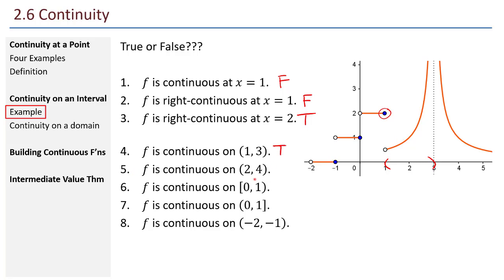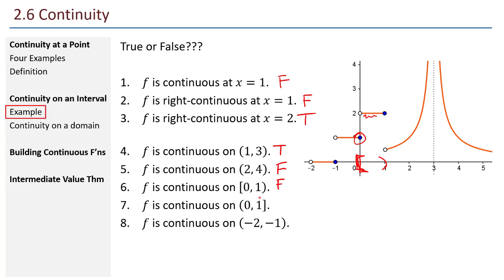Number 5, f is continuous on the open interval from 2 to 4. No, because that interval contains 3, and the function's not continuous at 3. False. Number 6, f is continuous on this half closed, half open interval from 0 to 1. No, it isn't, because if I include the 0, then I'm including this one point right at 1, but then I'm also including the rest of the interval up there, so not continuous.